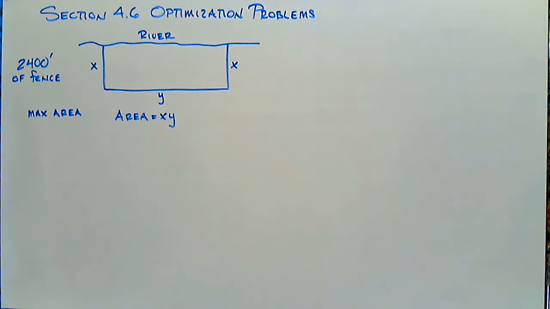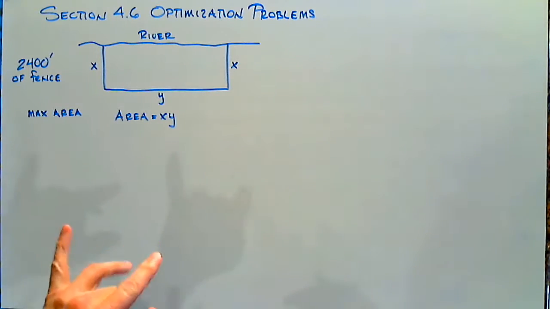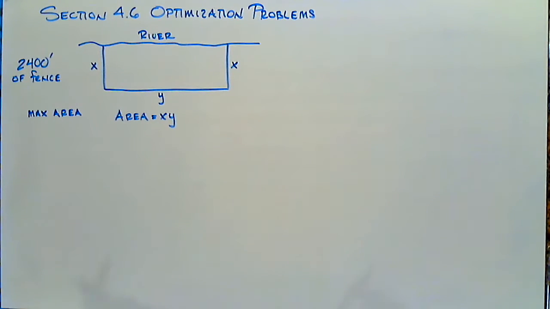Now, we know what to do to maximize that. We're going to take the derivative of both sides, set it equal to 0, find our critical numbers, test those critical numbers, and see which one of those critical numbers gives us some maximum. And because we have a closed amount of fence, we have 2,400 feet of fence, we could actually test the endpoints if we had to. Herein lies the rub of optimization problems.